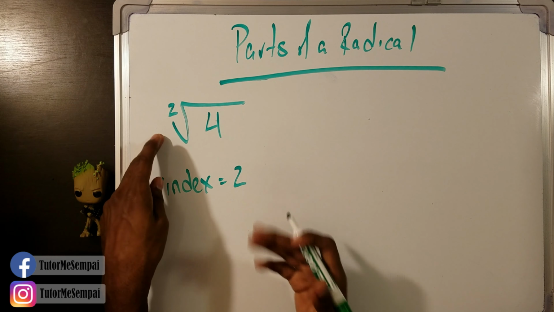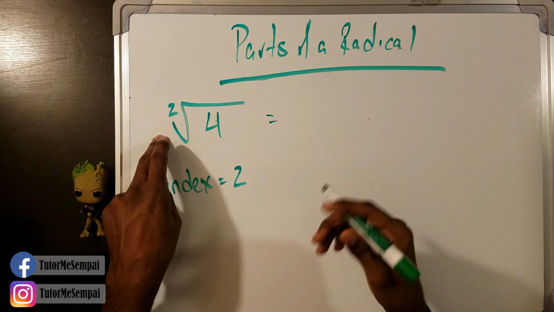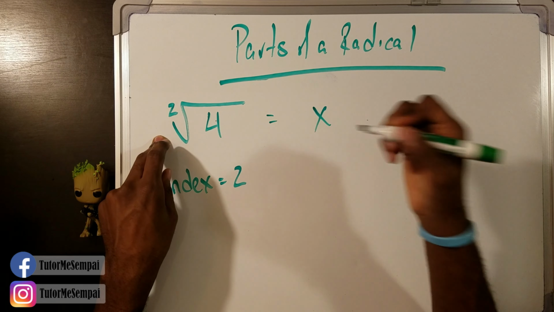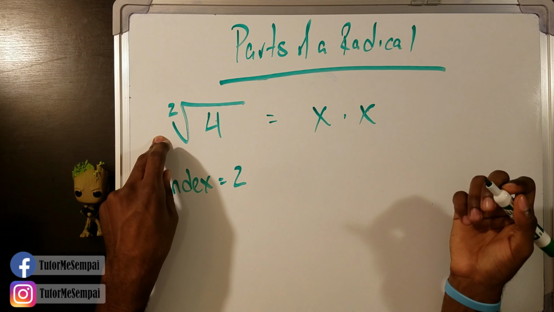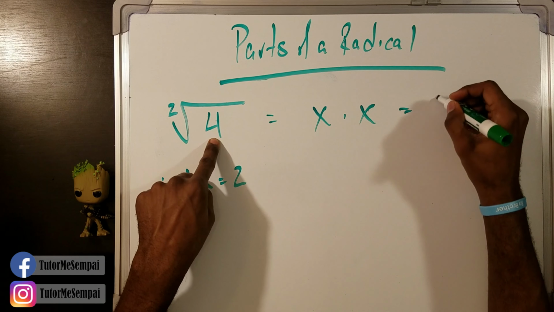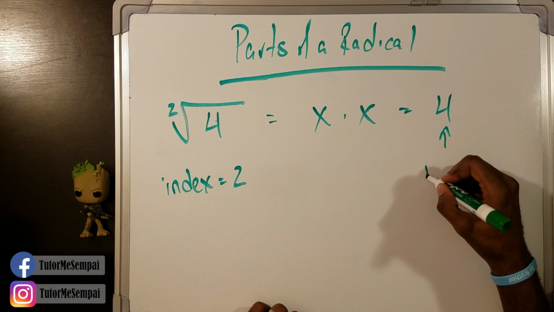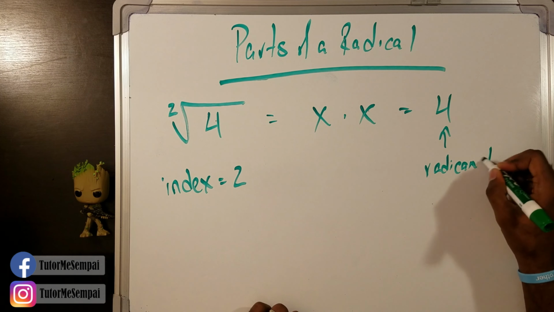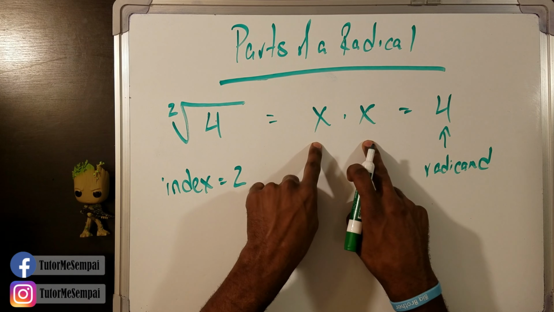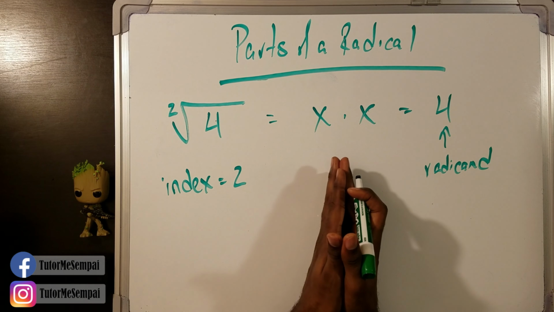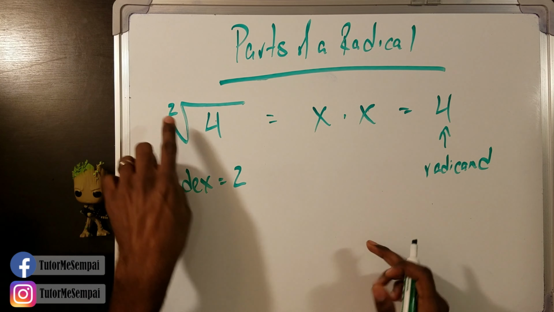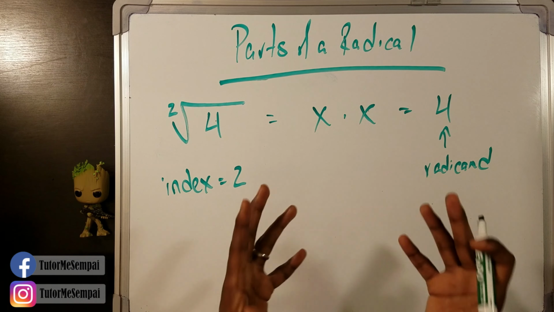When you have an index of 2 like you have here, that's pretty much going to say we have some number, I'm going to say x, that when multiplied by itself twice, we're going to get this inside number. So this is our radicand. If you remember, I just said that. When we have an index of 2, we multiply the number by itself twice, and that's going to be what our radicand is going to equal. So the index is going to control what our radical is.